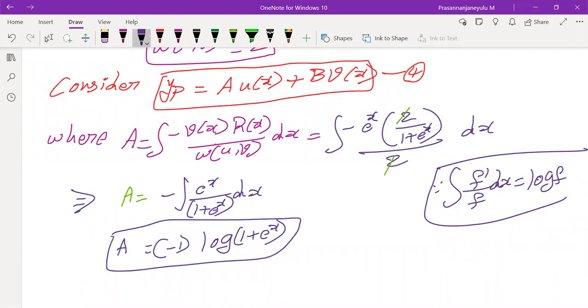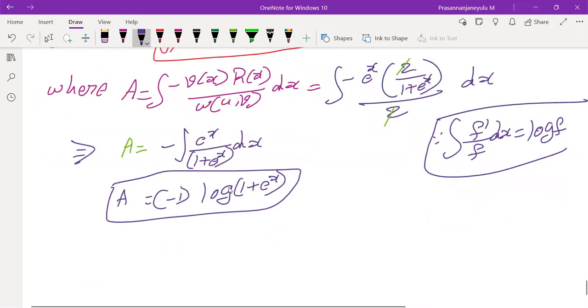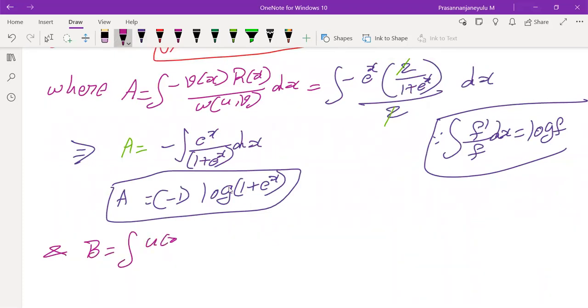Now we need to go for finding B, where B equals integration of u of x into r of x by, so tell me, according to my previous explanation, I mentioned whether A or B will be complicated. One is easy, one will be a little bit complicated. That means not hard, we have to think a little bit. So we got A is easy or tough in this case? Easy. So there may be some complications in B that we'll see.